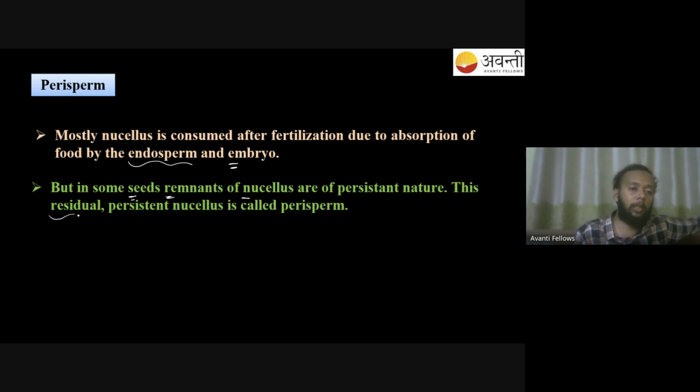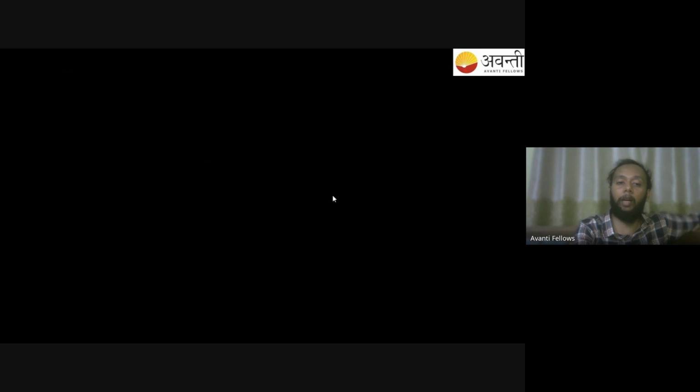This residual persistent nucellus is called perisperm. ये जो आपको यहाँ पे residual आपको दिख जाते हैं nucellus के, you call them as a perisperm. You are going to call them as a perisperm over there. तो ये याद रखना. And now remember the example. So perisperm आपको कौन से seed में मिलेगा वो भी आप यहाँ पे याद रखो.